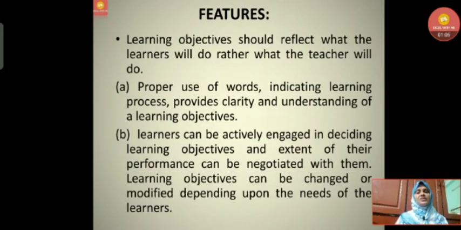Then what are the features of these learning objectives? Let's understand. Learning objectives should reflect what the learners will do, rather than what the teacher will do, obviously. So first one is proper use of words indicating learning process provides clarity and understanding of learning objectives. Then learners can be actively engaged in deciding learning objectives and the extent of their performance can be negotiated with them. Learning objectives can be changed or modified depending upon the needs of the learners.